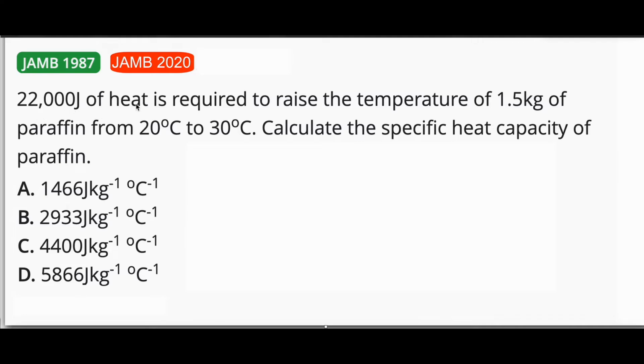22,000 joule of heat is required to raise the temperature of 1.5 kilogram of paraffin from 20 degrees Celsius to 30 degrees Celsius. Calculate the specific heat capacity of paraffin.